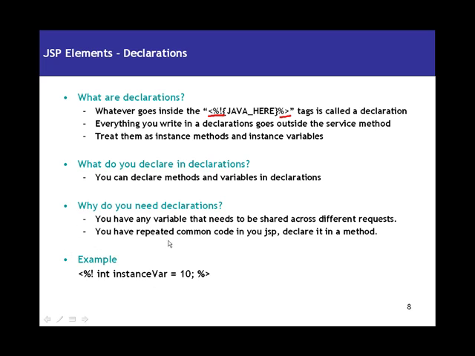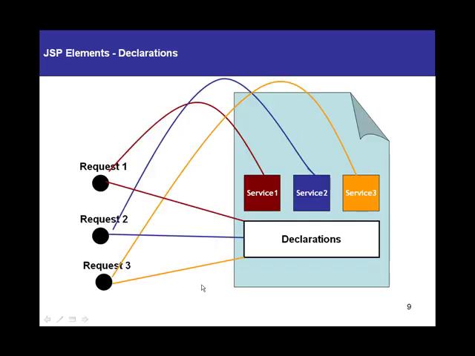And when you have repeated common code in your JSP, declare it as a method, which we've already seen. So a simple example of having a JSP declaration is like this. So here we are declaring an instance variable called instance var, and we are assigning a value of 10 to that. Okay. So here we go. So let's see how it really works.